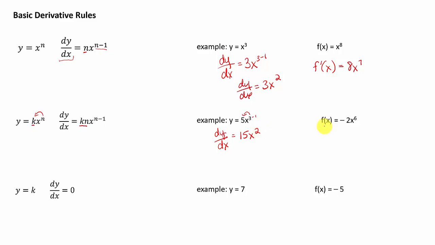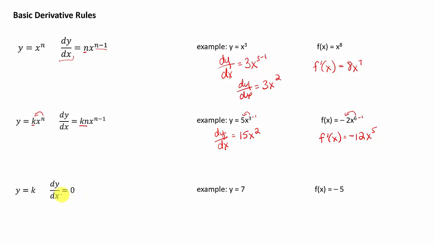Looking at this example, I have the notation f of x, so I'm actually going to write f prime of x, and you just got to get used to that notation. And then this 6 is going to get multiplied by this negative 2, which is going to give me negative 12, and then I'm going to subtract 1 from my power, which is going to give me x to the 5th. And that's really all there is to it, guys.